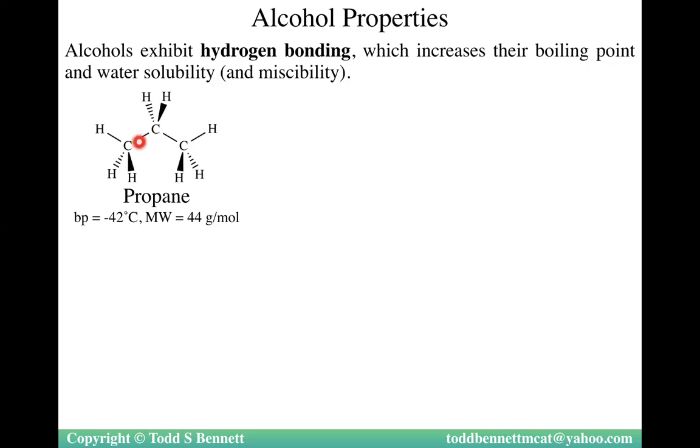So let's consider propane, 3 carbons, 8 hydrogens, so 36 plus 8, around 44 for molecular weight. Negative 42 boiling point. Propane exists as a gas at room temperature. We typically have to compress it. If you compress it under high enough pressure, you can force it into being in a liquid state. Hence, propane tanks are filled with pressurized propane gas, which will eventually take on, after enough pressure, a liquid state.